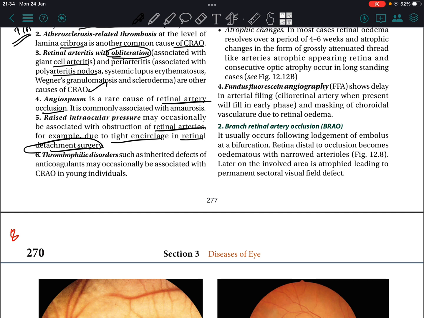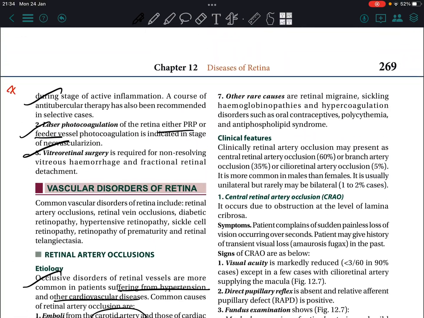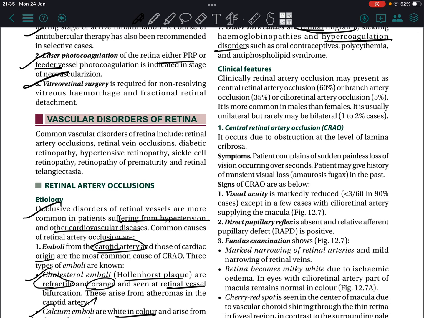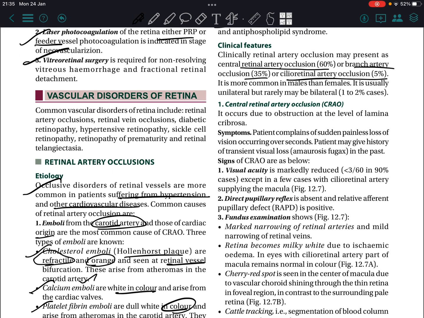Thrombophilic disorders such as inherited defects of anticoagulants may occasionally be associated with CRAO in young adults. Other rare causes are retinal migraine, sickling, hemoglobinopathies, and hypercoagulation disorders such as oral contraceptive use, polycythemia, etc. Clinical features: retinal artery occlusion may present as central retinal artery occlusion, branch artery occlusion, or cilioretinal artery occlusion. It is more common in males than females.